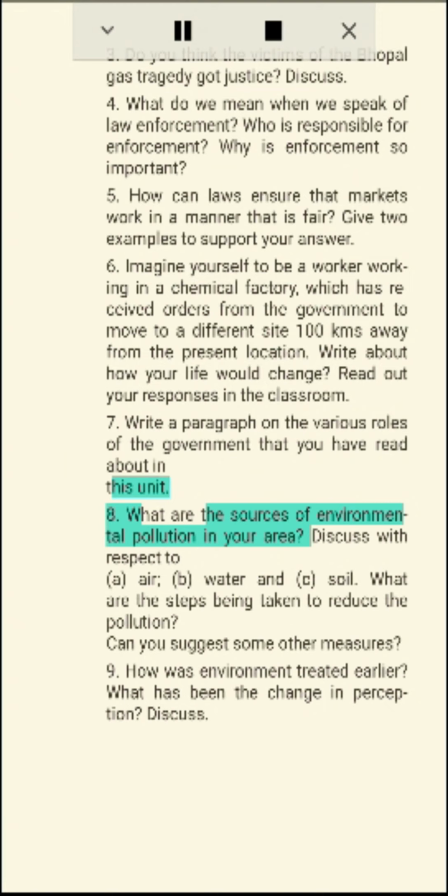8. What are key sources of environmental pollution in your area? Discuss with respect to (a) air, (b) water and (c) soil. What are the steps being taken to reduce the pollution? Can you suggest some other measures? 9. How was environment treated earlier? What has been the change in perception? Discuss.